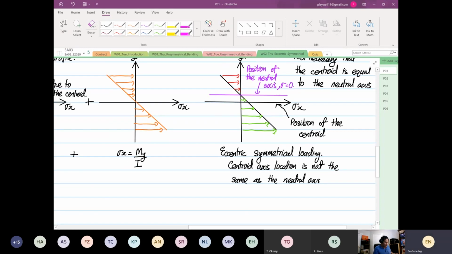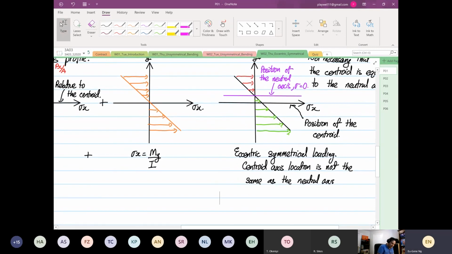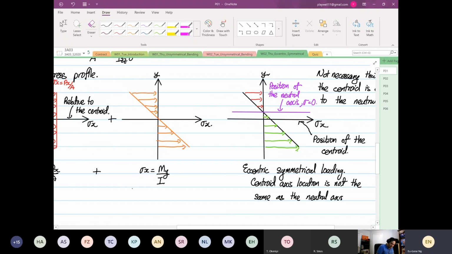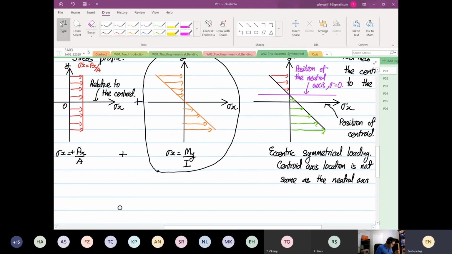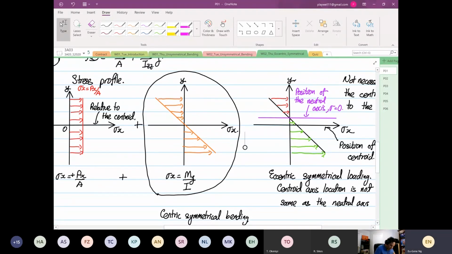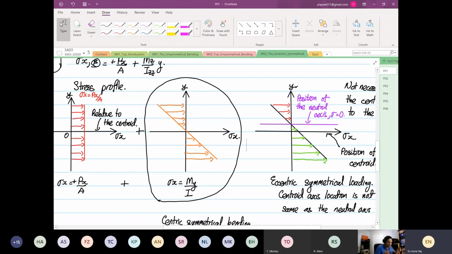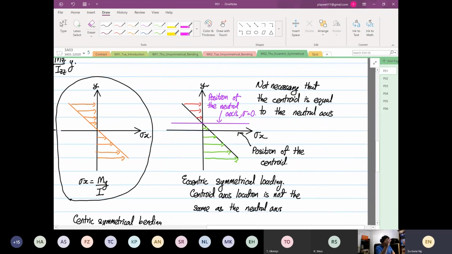Okay, because there's a shift. If it's just centric loading, if we just look at this diagram alone, and there's no axial loading, based on that diagram alone, now with this bending alone is what we call centric, symmetrical bending. When that's the case, the position of the neutral axis and the position of the centroid is exactly the same. But when it comes to eccentric, there'll be a shift.